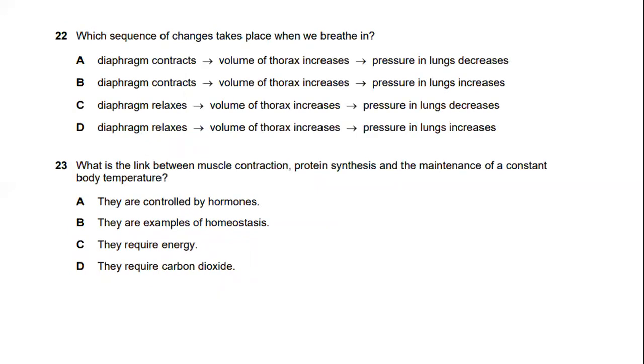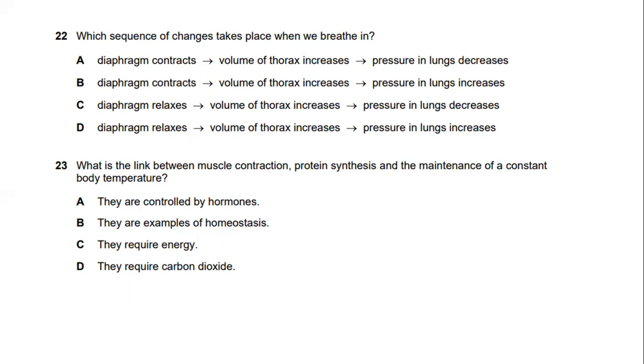Which sequence of changes takes place when we breathe in? When we breathe in, the diaphragm muscle contracts. This pulls the diaphragm downward and increases the volume of the thorax. At the same time, as the volume of the thorax increases, the pressure inside it falls below atmospheric pressure. Then the pressure in the lung decreases so that air is drawn into the lungs. So the answer for this is 22A.